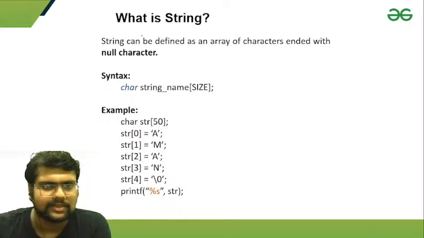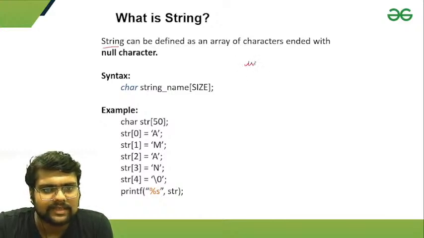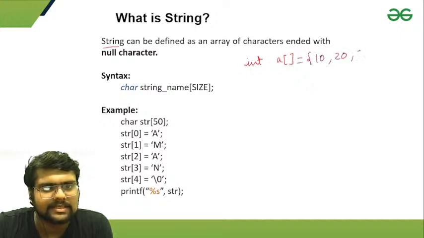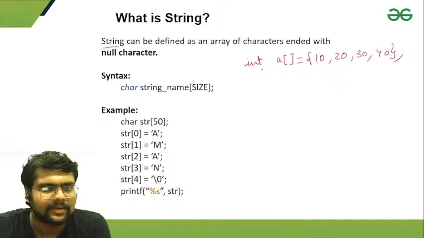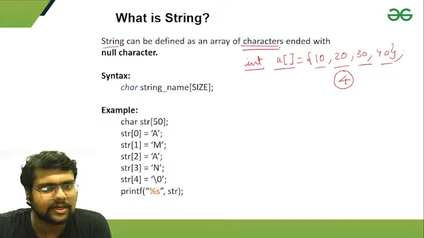Okay, so a string can be defined as an array of characters. As you can see, we have seen arrays. So we declare an array something like this. This array is of type integer, and in this array there are four values: 10, 20, 30, and 40. Okay, so it is an array in which four integers are there, and its size is 4. So a string is also a collection of characters. So it is also an array of characters.